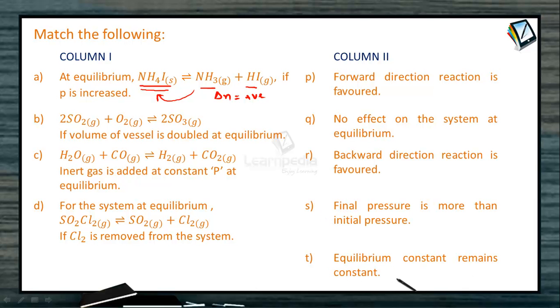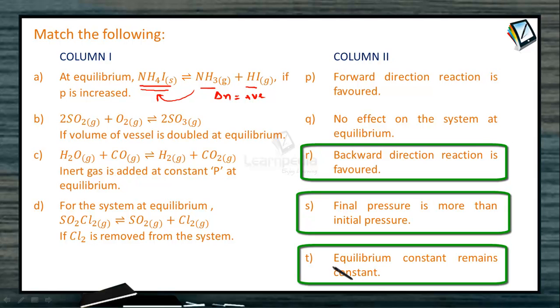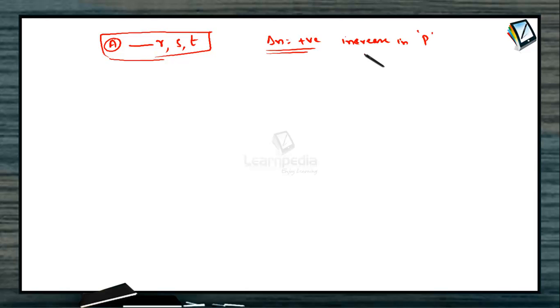Equilibrium constant remains constant. Equilibrium constant will always remain constant for a given system at constant temperature. So as temperature is not mentioned, let us take it as constant and T will go with R. So therefore the answer for A is R, S, T. So for A, we have the answer as R, S and T. Because delta N is positive, increase in pressure favors backward direction reaction.